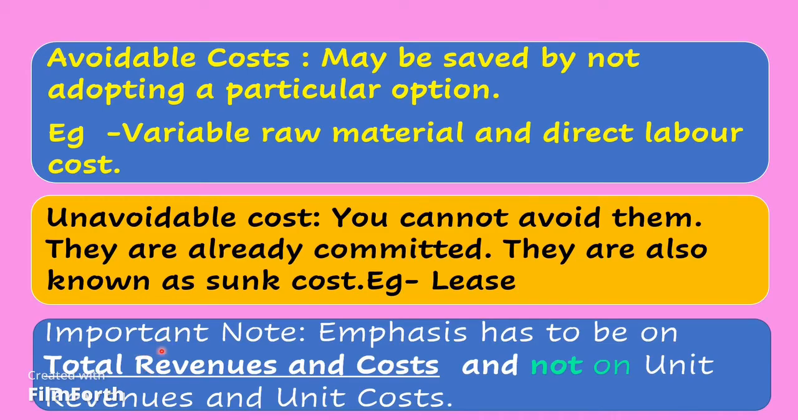Now, an important note that has to be kept in mind that whenever we talk about relevant cost and revenues, emphasis has to be on total revenues and costs and not on unit revenues and unit costs, because unit revenues and unit costs may be calculated depending upon a particular level of output. So they may vary as the output varies. So emphasis should be on total revenues and costs.